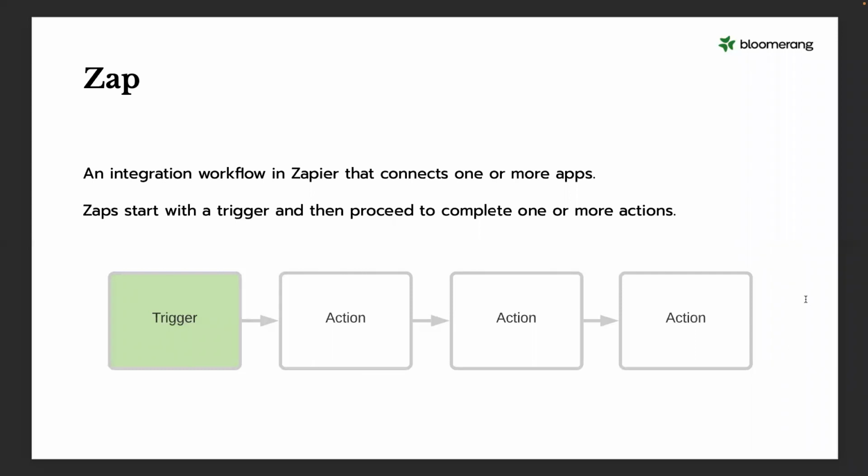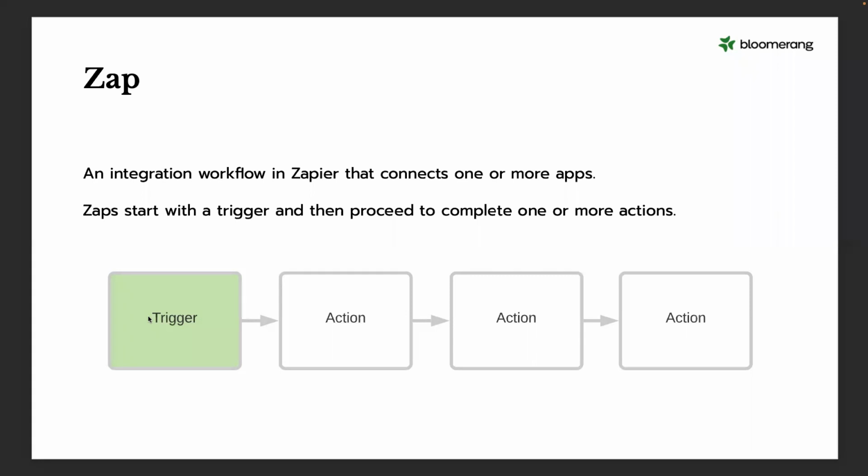So a single workflow in Zapier is called a zap. And all zaps start with a trigger and then proceed to complete one or many actions. They're a linear flow based on that initial trigger and then those subsequent actions. Now, while this looks like a very simple workflow here, these can be expanded.